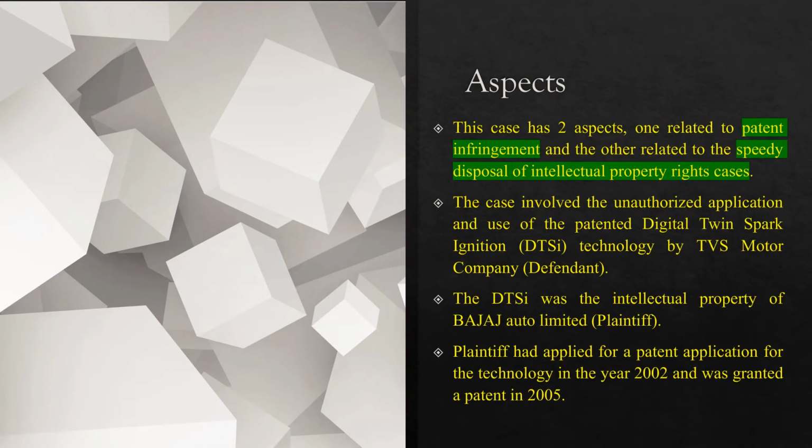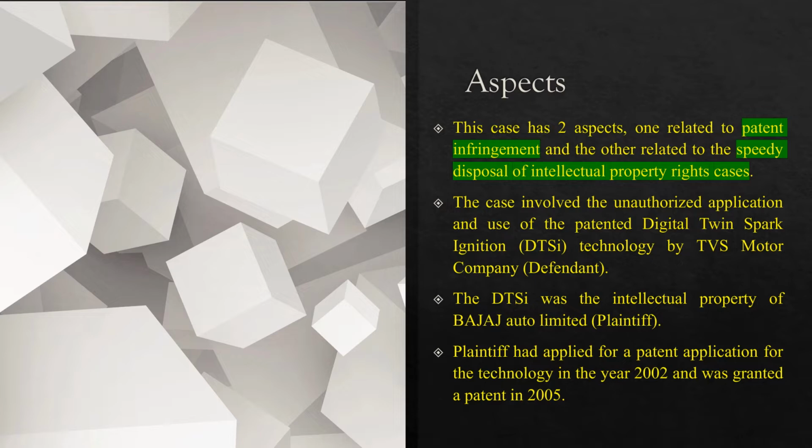Now, what are the aspects? This case has two aspects. One related to patent infringement and the other related to the speedy disposal of intellectual property rights cases. Next point is the case involved the unauthorized application and use of the patented digital twin spark ignition, that is in brief we can say DTSI technology by TVS Motor Company, which is the defendant. TVS Motor Company here is the defendant and BAJAJ Auto Limited is the plaintiff.